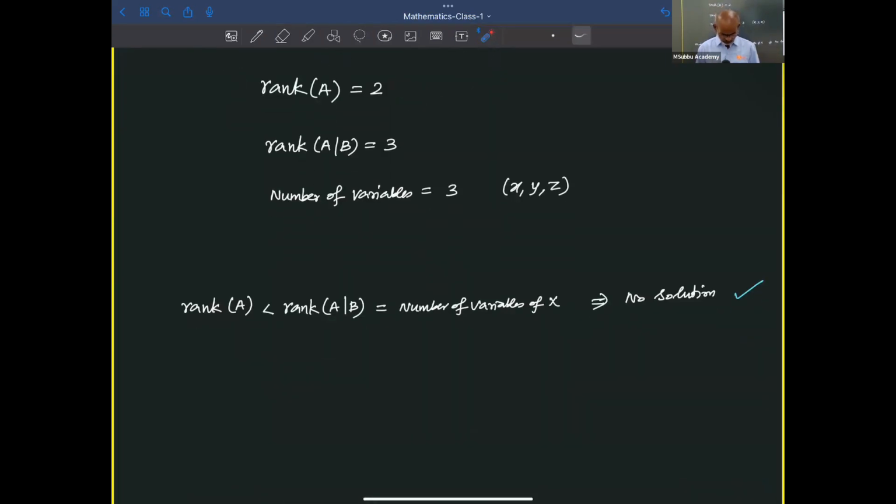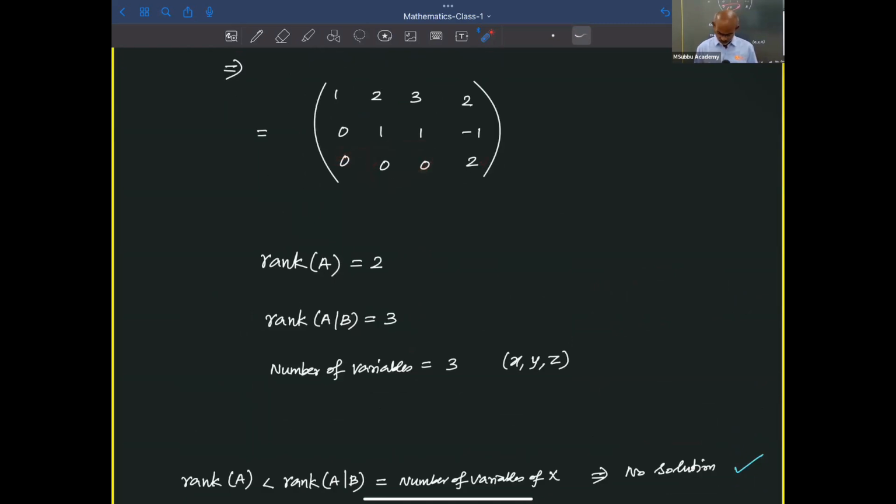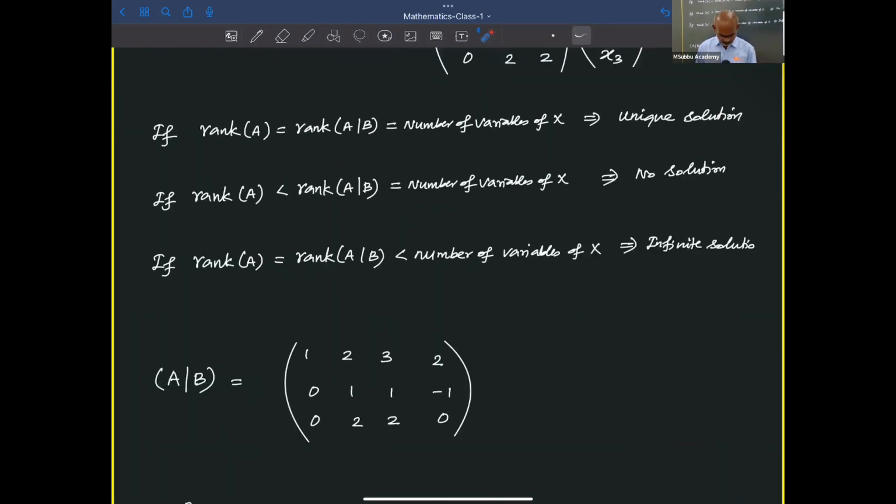Okay, so this rank of A is less than rank of the augmented matrix AB, which is, of course, equal to the number of variables. So here no solution is possible, because here for nothing we are having something. So what is the meaning of that? That means inconsistent equations. So let us see the rules now.